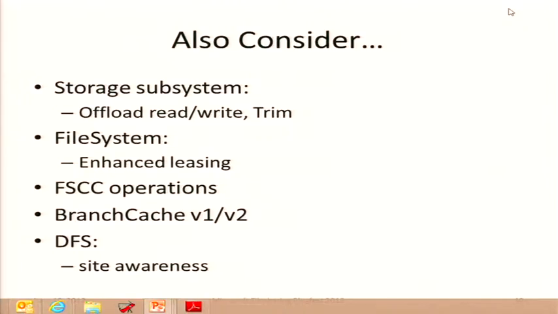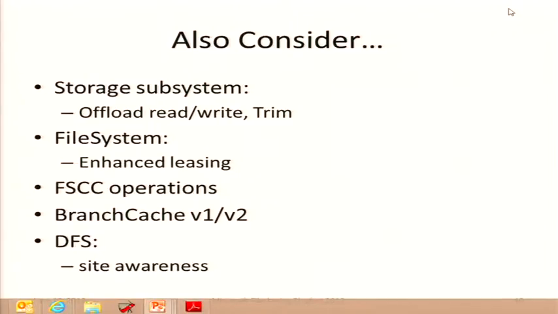You may also consider some of these backside things. Storage subsystem, offload, read and write, and trim. If your storage subsystem or your file system supports these things, they can be exposed by SMB. Or if your application wants to use them, they can be invoked remotely now. The file system enhanced leasing, both directory leasing as well as file leasing. FSCC operations, there's basically a long list of file system control codes supported by NTFS and Windows. Branch cache v1 and the new v2.